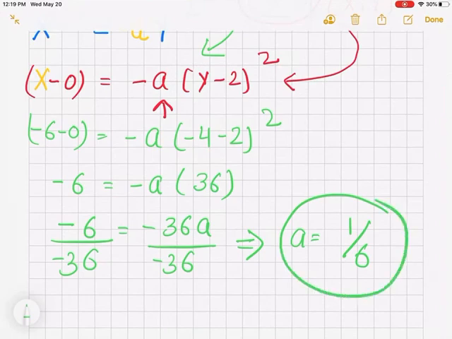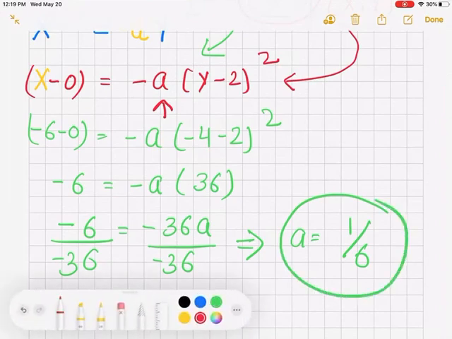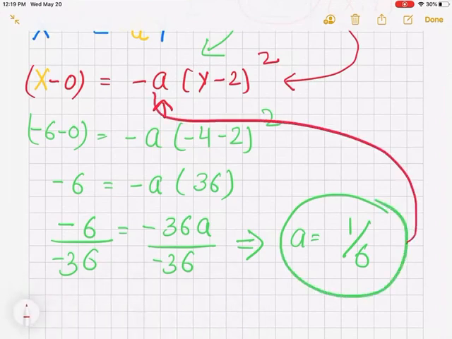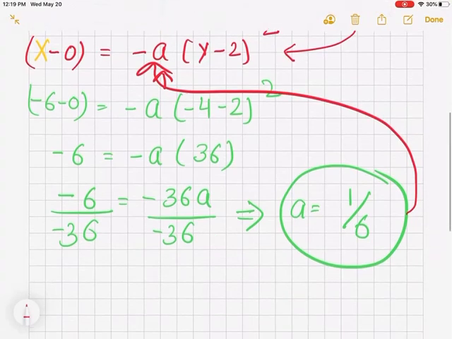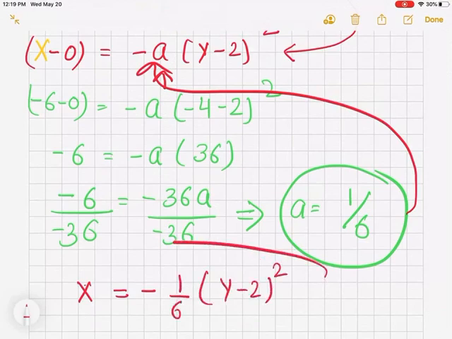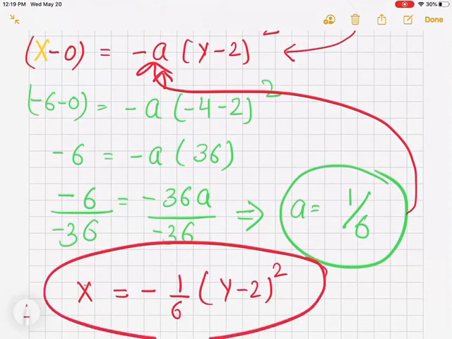Okay, now that I have this a value, the last step is to take it and replace it back in my original equation. So finally my equation would be x, because x minus 0 would still be x, equals negative, just because it's facing to the left side, so it stays negative. The a value we just figured out is 1/6. Then y minus 2, squared. And that's how we find the equation from a given graph.